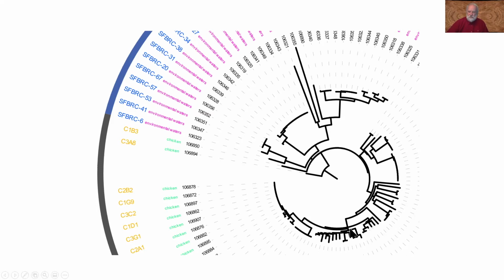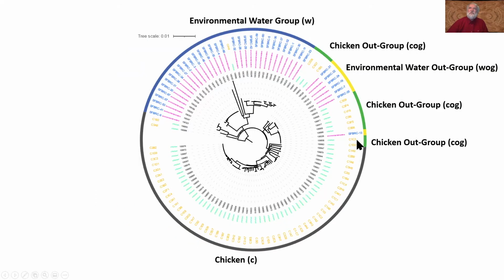This group here I separated into two different populations, which I call the chicken out group and the environmental water out group. I included this one as part of that group, even though it is distinctly a part of the chicken out group population. But the whole purpose, again, is to study the differences between the environmental isolates and the chicken isolates. And we will also talk about this exception later.